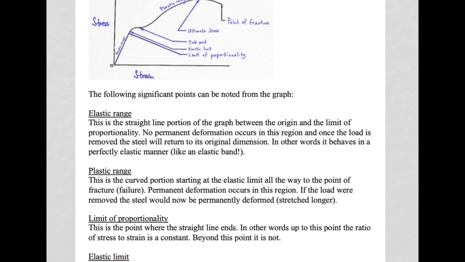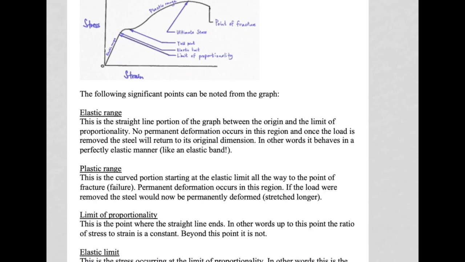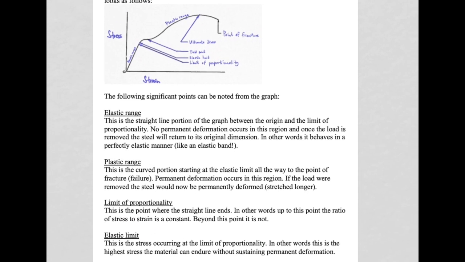Okay, so the limit of proportionality, we've already said this. This is the point where the straight line ends. In other words, up to this point, the ratio of stress to strain is a constant. Beyond this point, it is not. Okay, now I want you to remember this ratio of stress to strain. We're going to do that again in a little while.